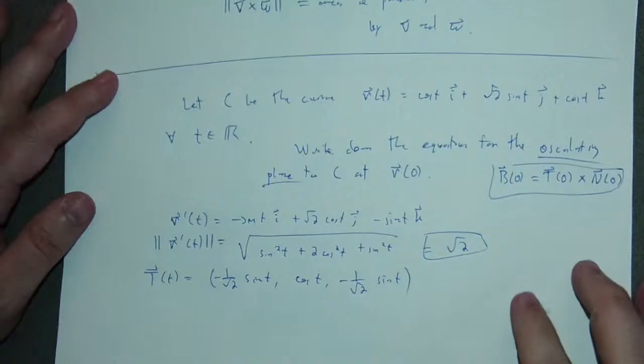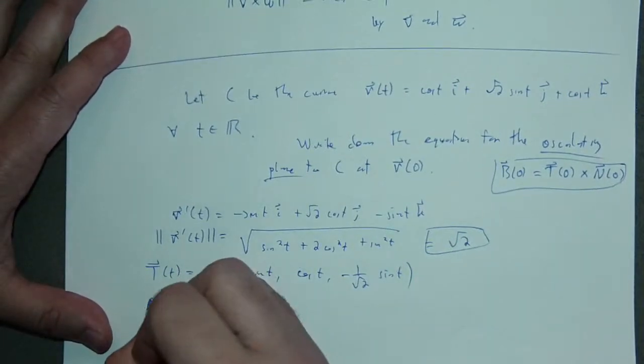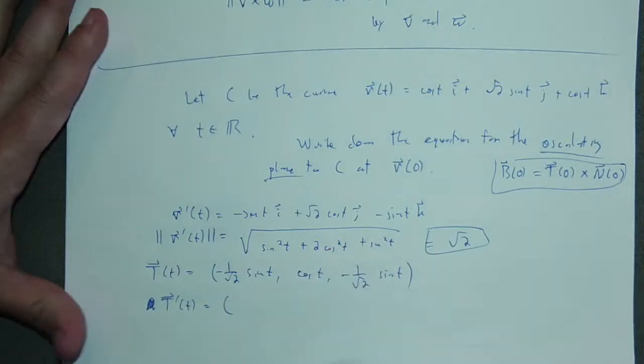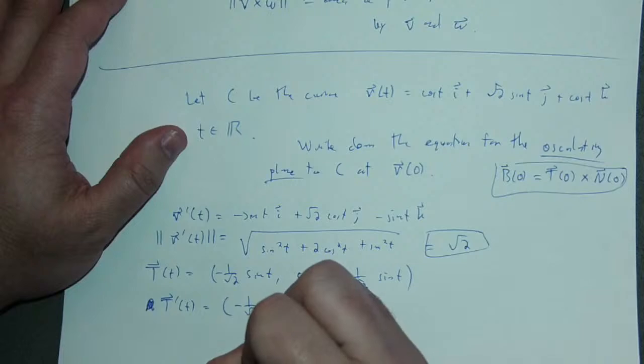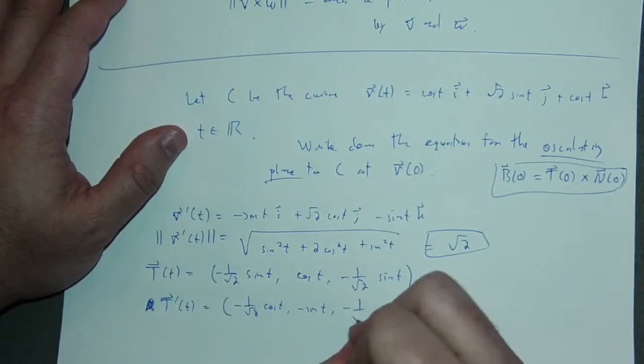So that's T. Now to compute the normal, we compute T prime. So T prime of t is minus 1 over root 2 cosine t, minus sine t, minus 1 over root 2 cosine t.